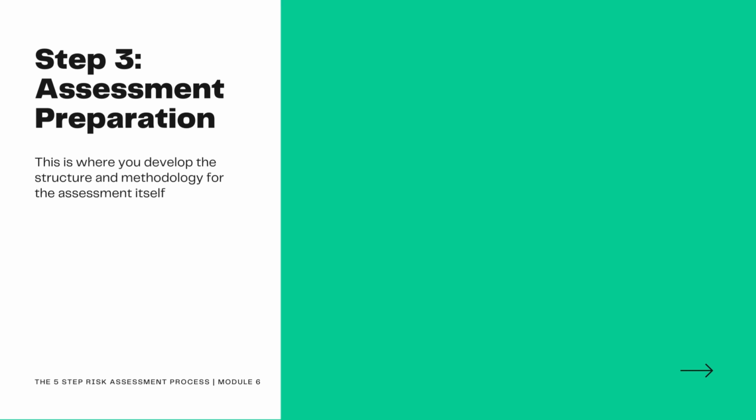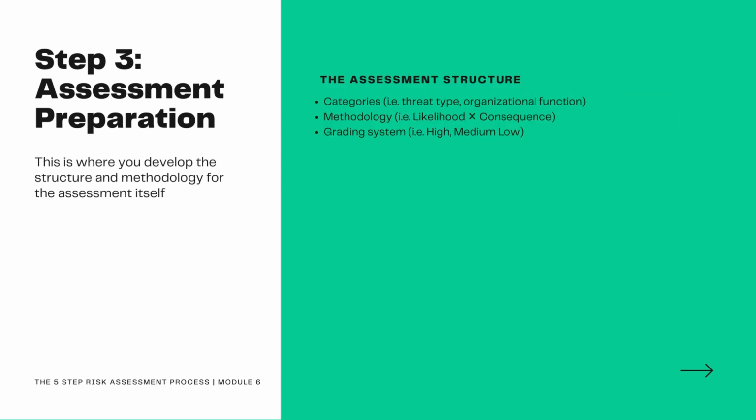Let's take some time now to look at step 3, which is the assessment and preparation. This is the part where you develop the structure and methodology for the assessment itself. First of all, you need to look at the assessment structure. You need to have a think about the categories, for example, the threat type. What is the threat within that assessment? You need to also look at the organizational function.